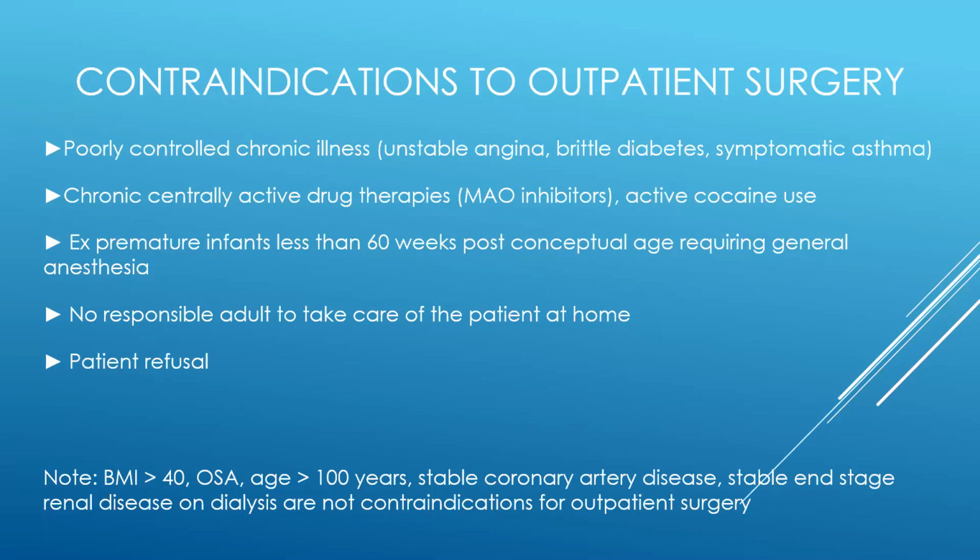If there is no responsible adult to take care of the patient at home, that's a contraindication. And of course, patient refusal. Note that a body mass index greater than 40, the presence of sleep apnea, age greater than 100 years, stable coronary artery disease, and stable end-stage renal disease on hemodialysis are not contraindications for outpatient surgery, and these patients are successfully done in the outpatient setting.